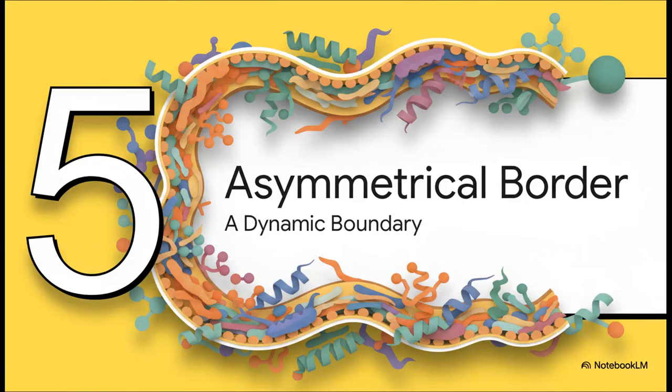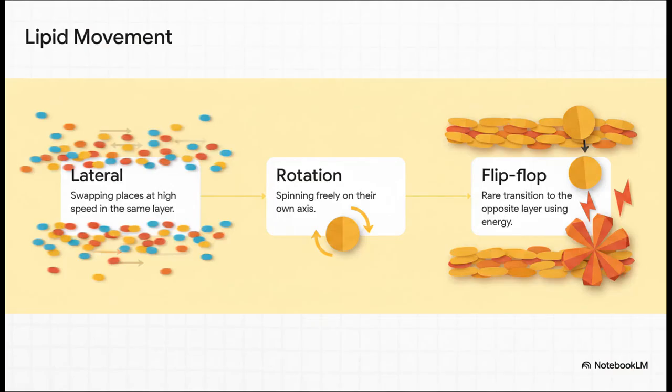This brings us to our final section, Section 5, a dynamic, asymmetrical border. Remember, we are talking about a fluid mosaic. Things are in constant motion. Lipids actually exhibit 3 primary types of movement. First, lateral diffusion. They swap places with their neighbors at blinding speeds. A single lipid can swap places millions of times a second within its own layer. Second, in-place rotation. They just spin freely on their own axis. But the third movement, the flip-flop, where a lipid transitions to the opposite layer, is an entirely different beast. It requires energy and specialized proteins called flippases to actually pull it off.